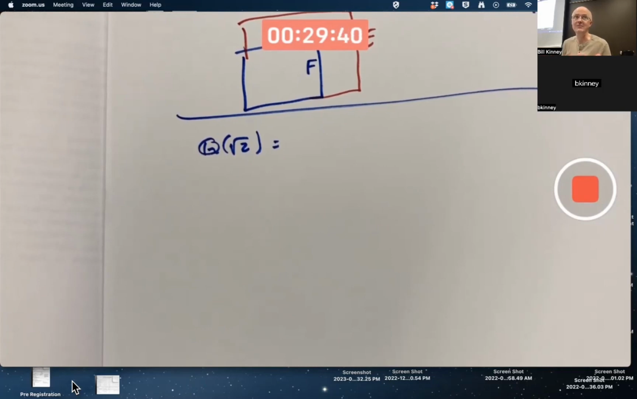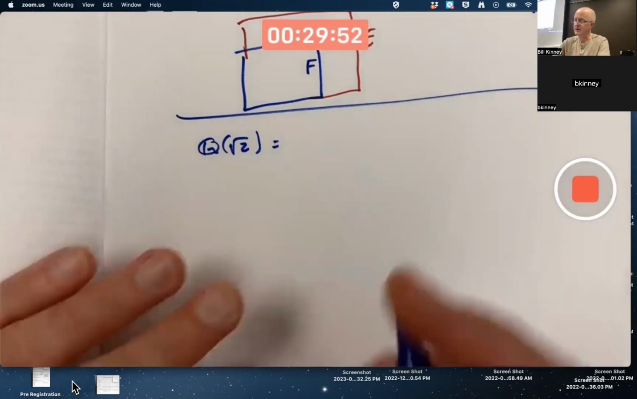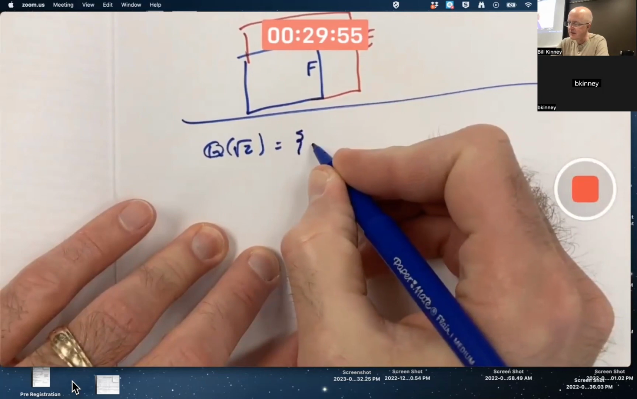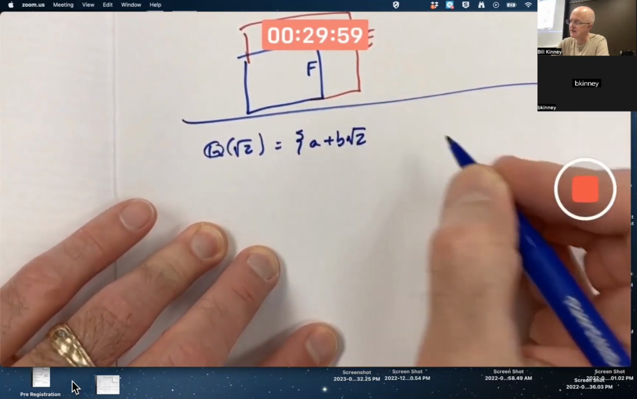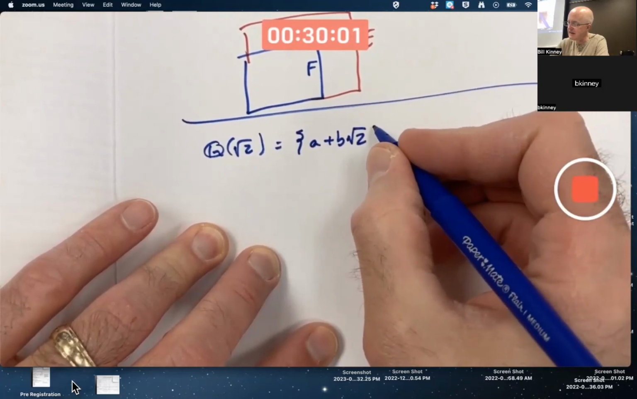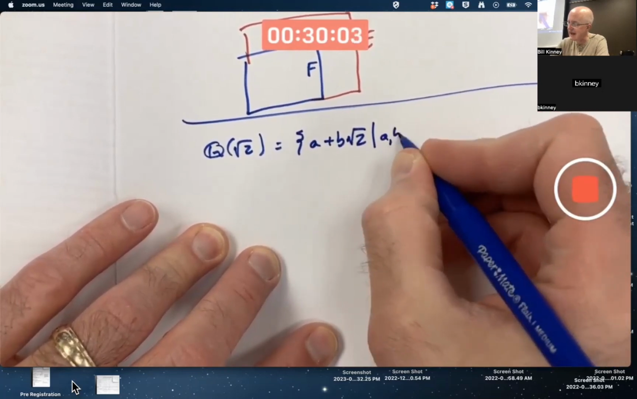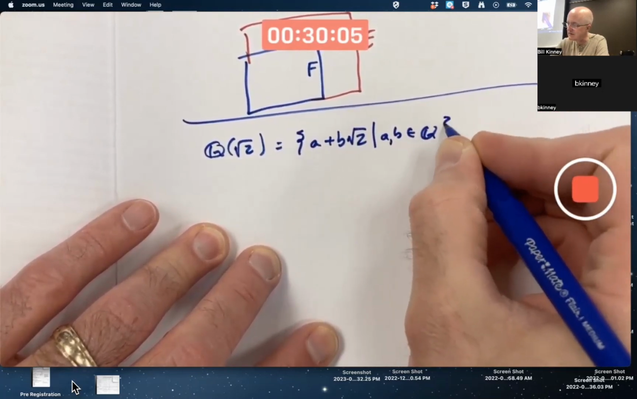Like 1 over square root of 2. Square root of 2 cubed, which is 2 times square root of 2. Things like that are in here. And in fact, it takes proof. You can prove, as was just mentioned, that it's the set of all numbers of the form a plus b times root 2 as a and b vary over the rationals.